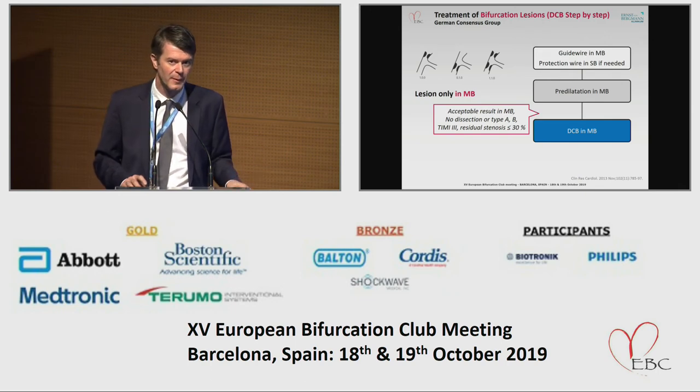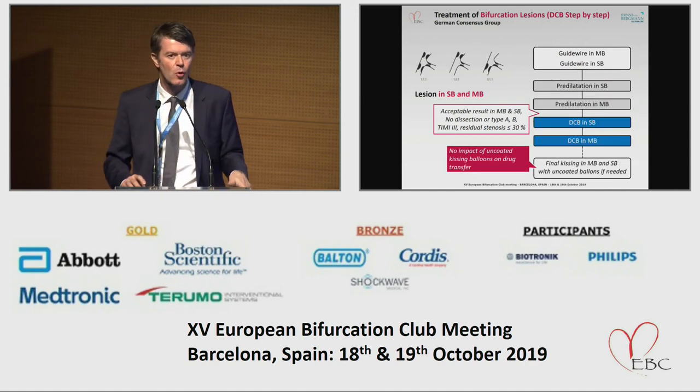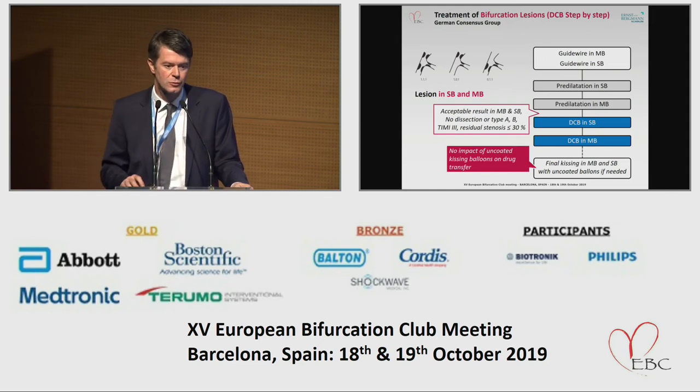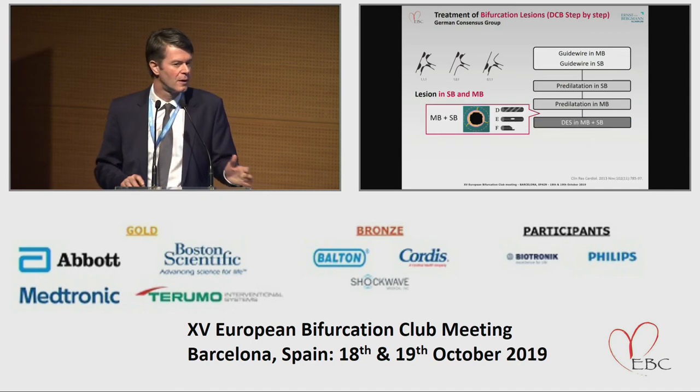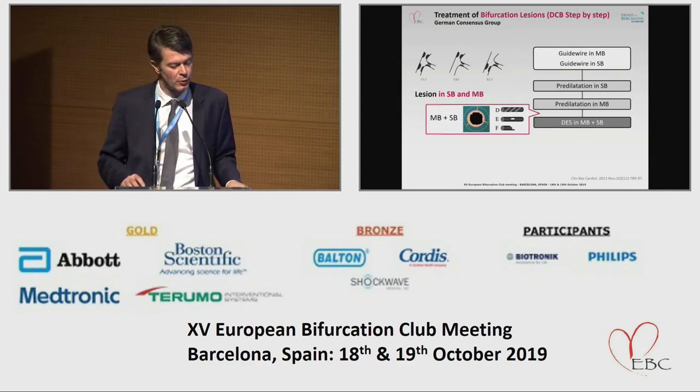If there's only a lesion in the main branch, we make the lesion preparation in the main branch. If the acute site is acceptable, we finish with the DCB. It's a little bit more complex with the true bifurcation. We use two wires for sure. We start with the lesion preparation in the side branch, followed by the lesion preparation in the main branch. If the acute result is acceptable for both, we start first with the DCB in the side branch, then we use the DCB for the main branch. If there's a relevant dissection in both branches, we do what we did for the last 20 years. We are very familiar to treat this with a one or two stent approach.